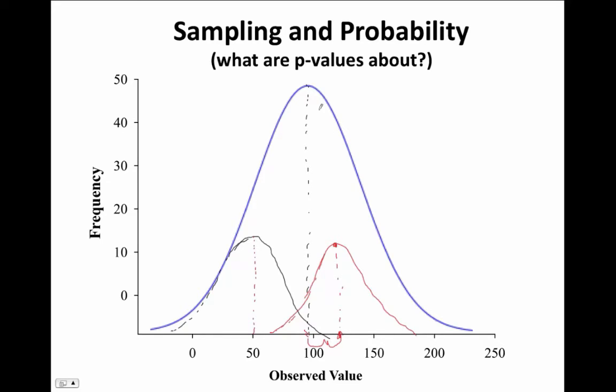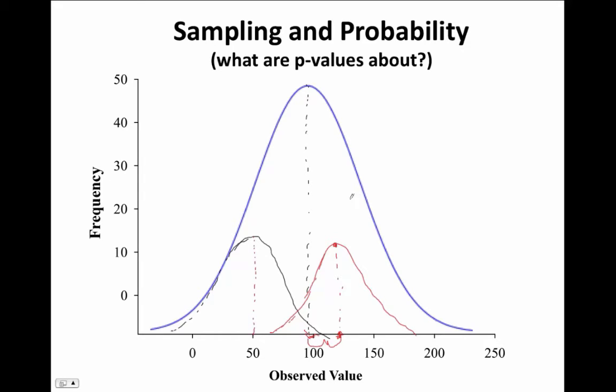Okay, so if this is the true population mean right here, what is the probability that I could actually collect a sample that had this much variance or this much deviation from the true population mean? Or what is the probability that I might have collected this sample with a mean as low as 50 if this is my true population distribution?